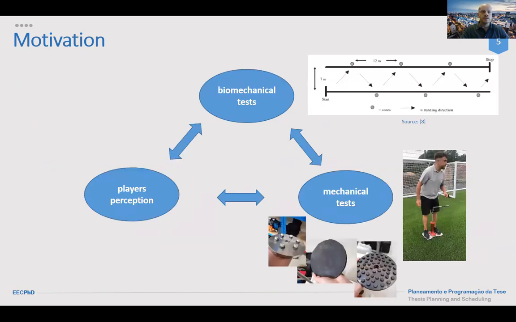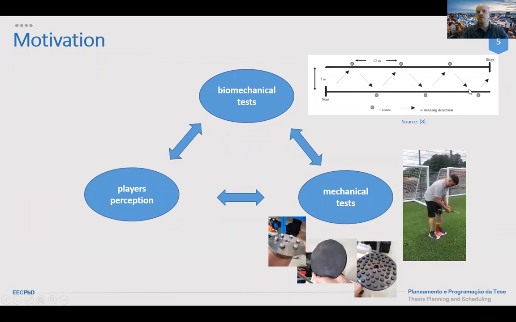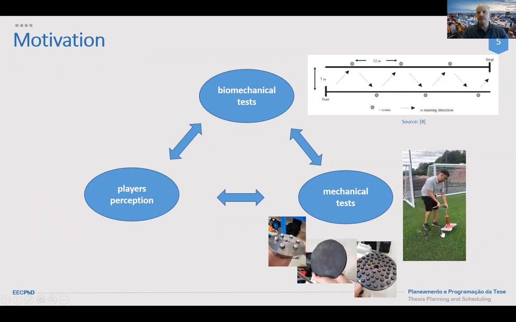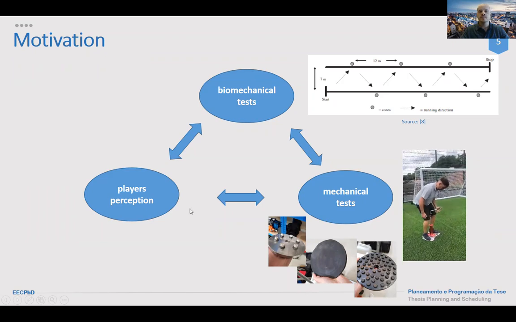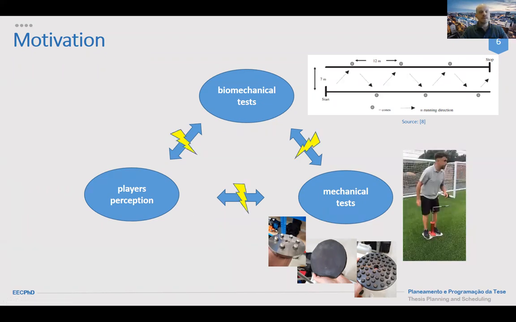Till now, traction is measured with biomechanical tests. You can see here, for example, a parkour, which the participants have to go through. Here, the focus is on fast change of the direction during the movement. Here you can see mechanical tests, for example, the official mechanical testing device of the FIFA. And as it's also about comfort, players' perception is also very important. The problem is that the results of the 3 fields don't match.